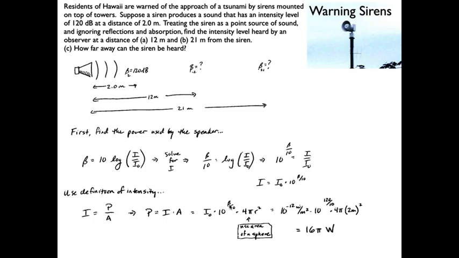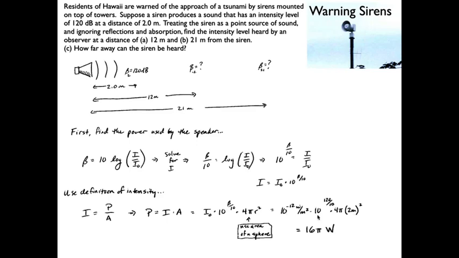So we can figure out what the power used by the siren is. My reference intensity is 10 to the minus 12 watts per square meter. At 2 meters away, we're told it was 120 decibels. So I plug in 120 decibels for beta over 10, times 4 pi times 2 meters squared. Note that I'll have a meter squared here and a meter squared here. They're going to go away and leave me with just units of watts.